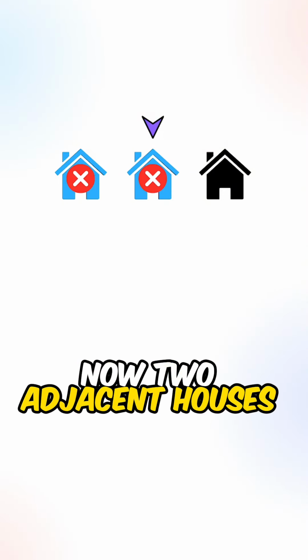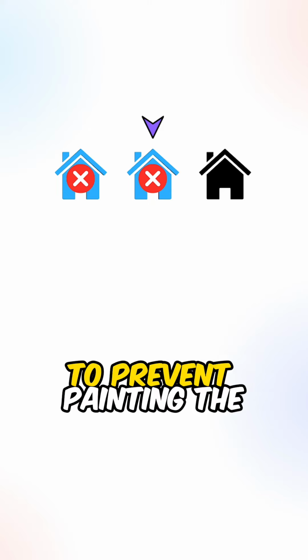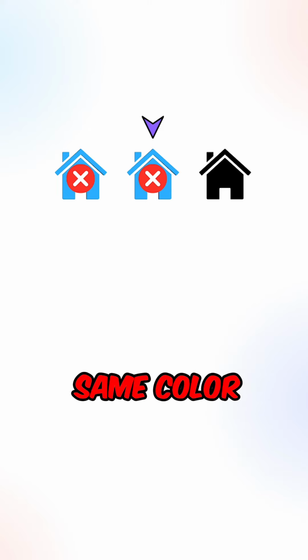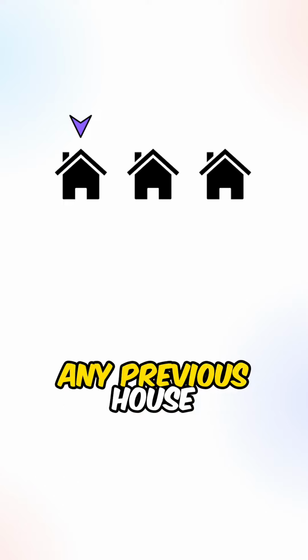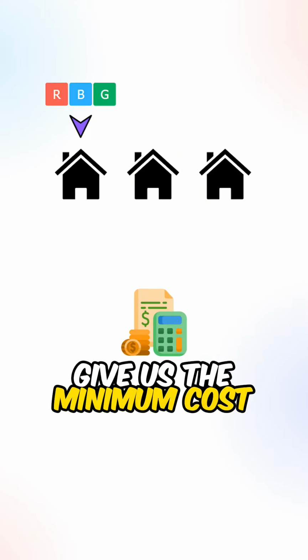Now, two adjacent houses cannot have the same color. We will keep track of the color of the previous house to prevent painting the current house with the same color. The first house does not have any previous house, so there are three possible choices. We will pick the choice that will give us the minimum cost.